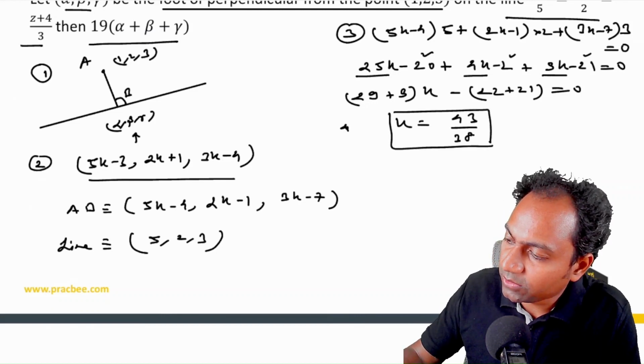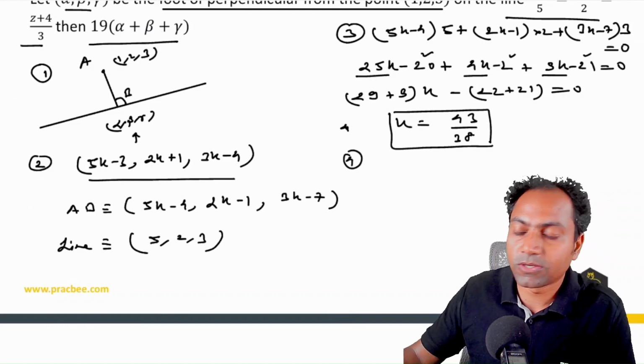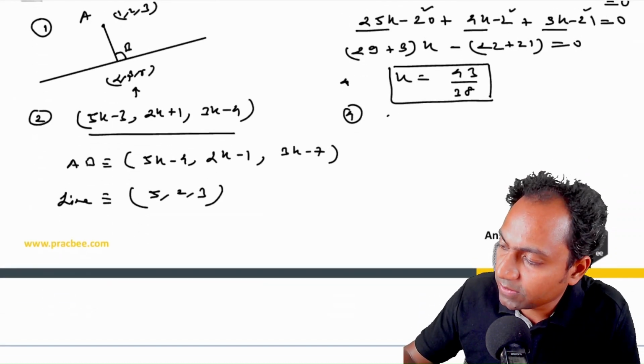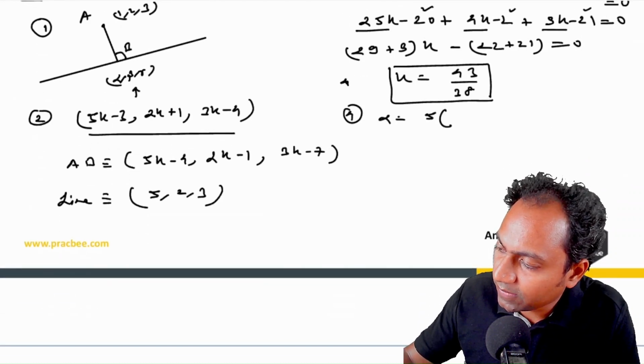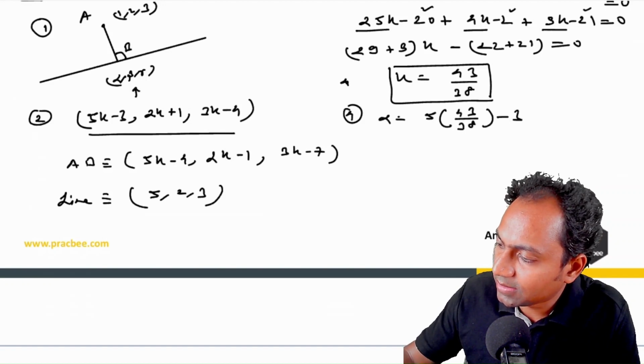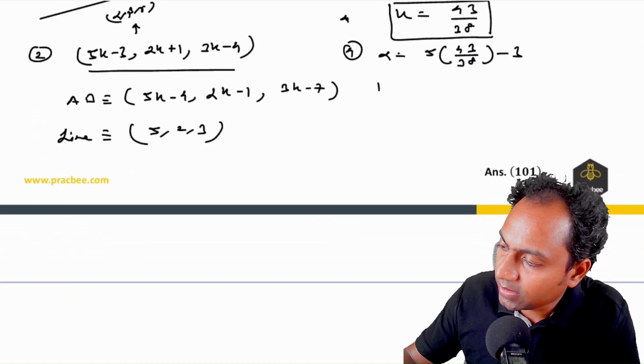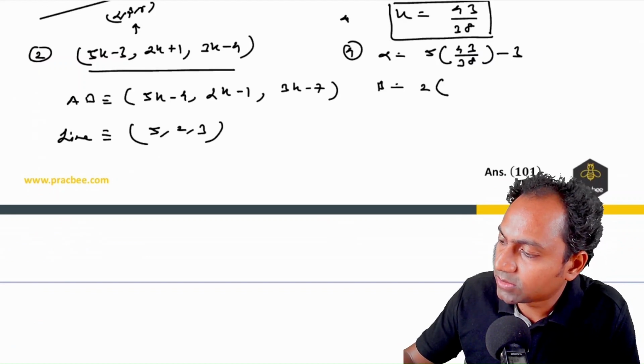Once you have got this value of k, from here in the next step, that is the fourth step, I can find the value of alpha. That is nothing but 5k. So 43 by 38 minus 3. I can find the value of beta. That is nothing but 2 times.